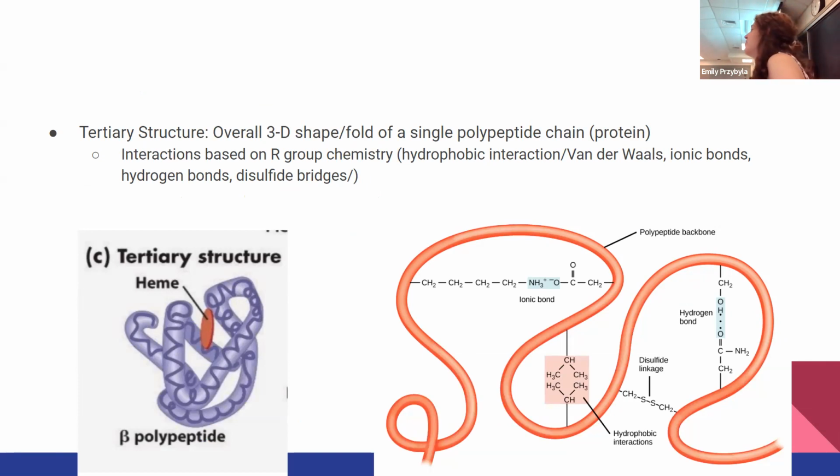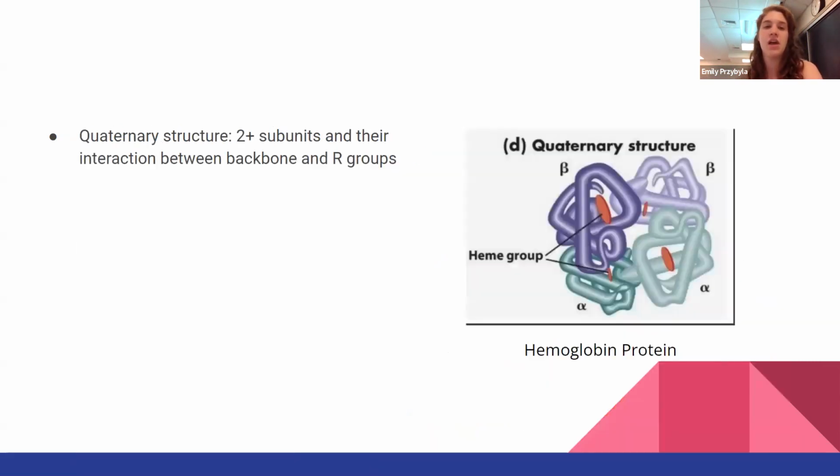Your tertiary structure is your overall 3D shape of one single polypeptide chain. And it's important to know it's a single polypeptide chain, because that is how it differs from quaternary structure. These are your interactions between your R groups. You have your hydrophobic or van der Waals, ionic bonds, hydrogen bonds, and then the one covalent bond is a disulfide bond. That only happens between cysteines, because cysteines have sulfurs. In order of weakest to strongest, your weakest is going to be your van der Waals, then your hydrogen, then your ionic, and then your disulfide is covalent, so that is the strongest.